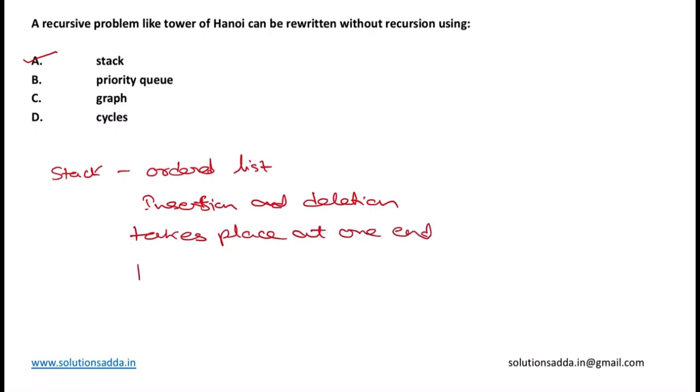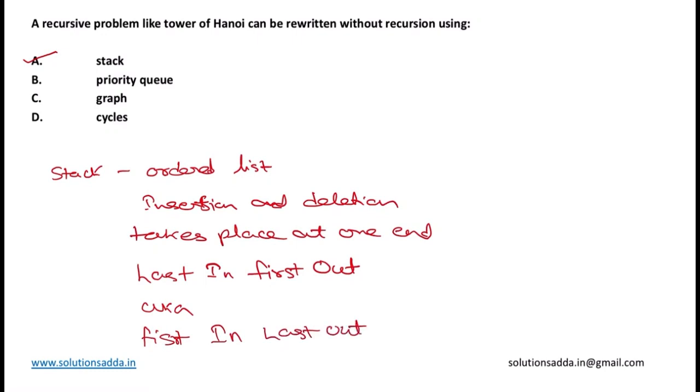So basically it is a last in first out type of data structure, also called first in last out.